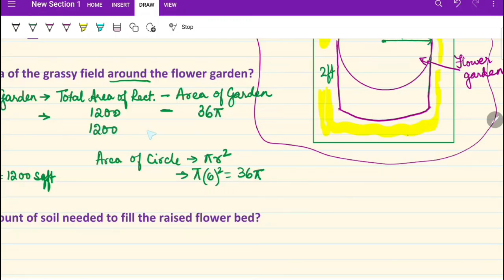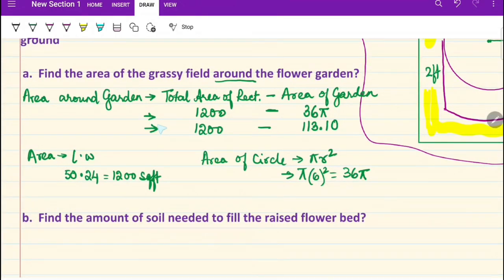You can use your calculators and that should come to, I think, let me do the calculation on my calculator. It should come to 113.10 rounded up. So 1200 minus 113.10 will give us the area around the garden, and that would be 1086.9, approximately.